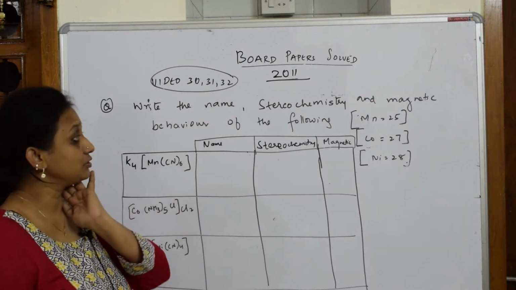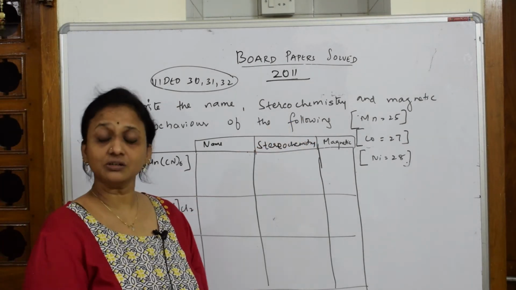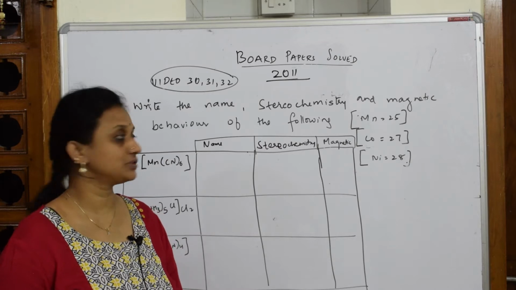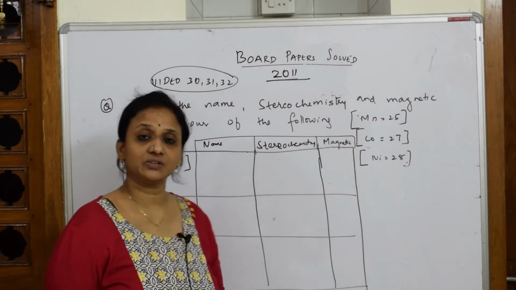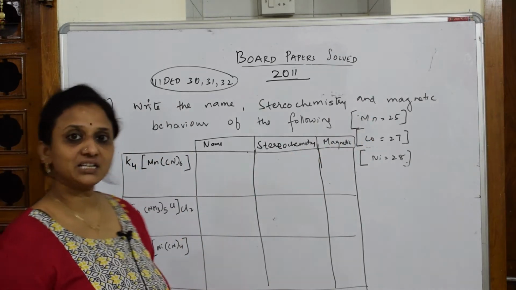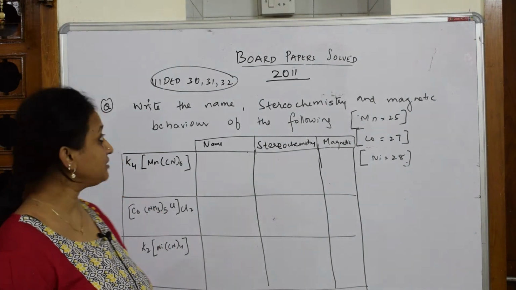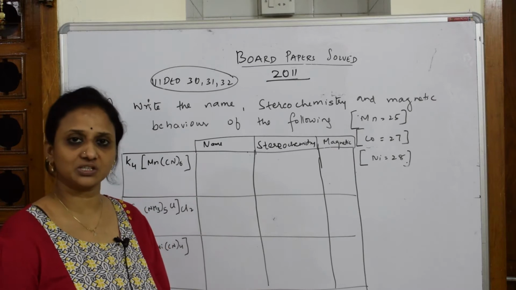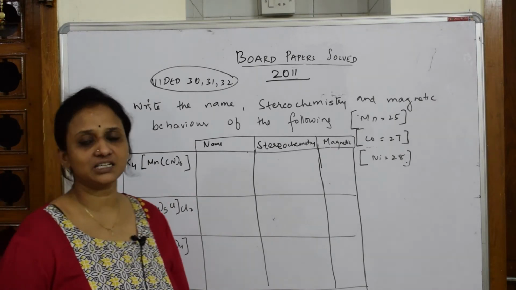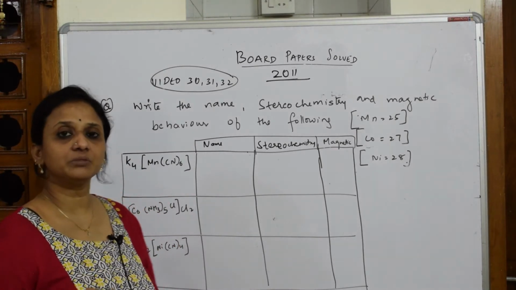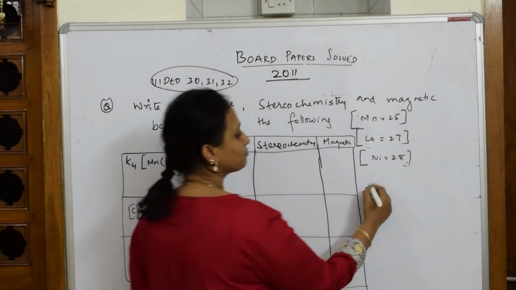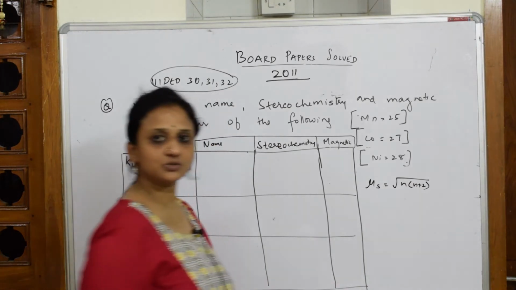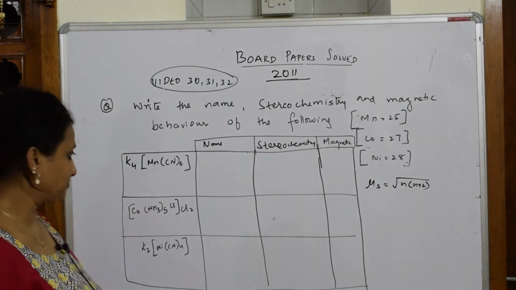Nomenclature is included. Stereochemistry, that is, whether it shows geometrical or optical isomers. Then they've asked you magnetic behavior, that is from the VBT. For the magnetic behavior and hybridization, I've done videos numbered 30, 31 and 32. Please watch that. You will understand how to calculate magnetic behavior with the formula mu s. Let us write that: mu s is equal to root n into n plus 2. This is the formula. I've explained that, please go to that. Let's start.